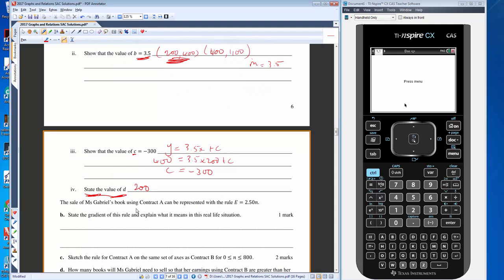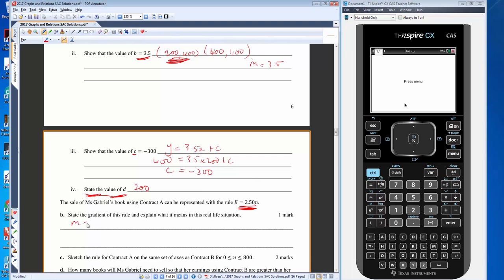Okay, the sale of Ms. Gabriel's book using contract A can be represented with this rule here. State the gradient of the rule and explain what it means in this real life situation. So what that means is for every book sold she would earn $2.50.